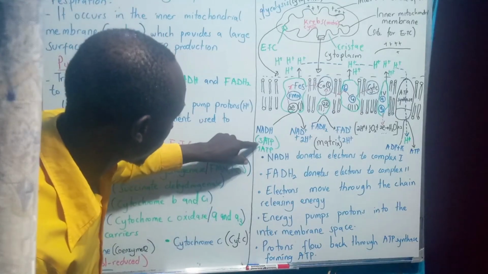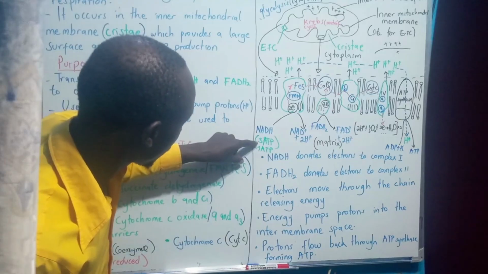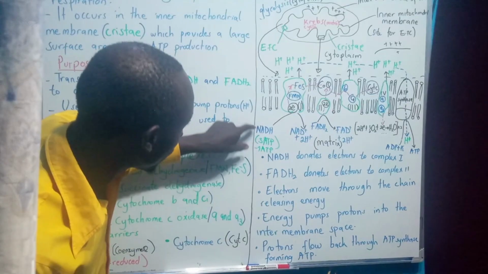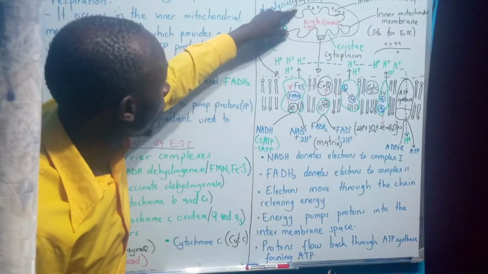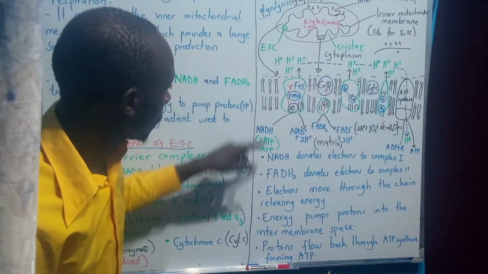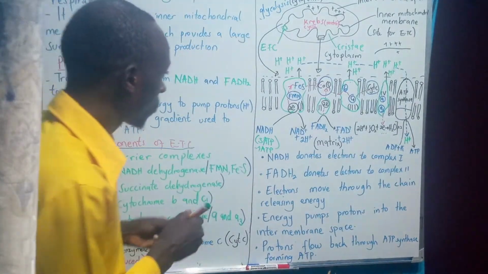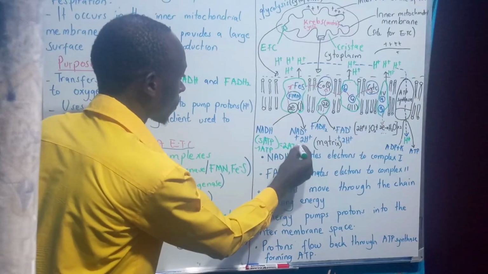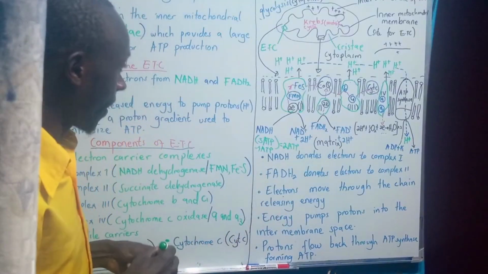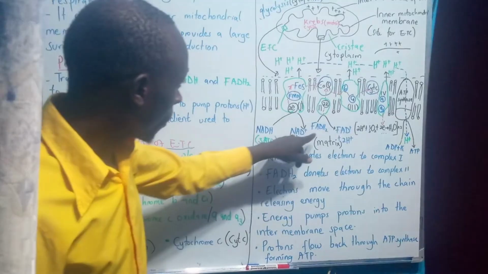Why? Because each NAD is expected to give us 3 molecules, but because 1 ATP is used for each NAD that is crossing the membrane of the mitochondria, it implies that you are going to get a net of 2 molecules of ATP, like that. So we go to FAD.